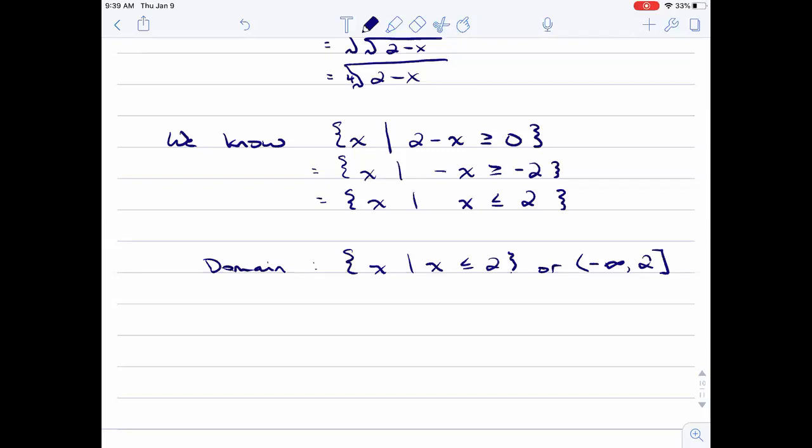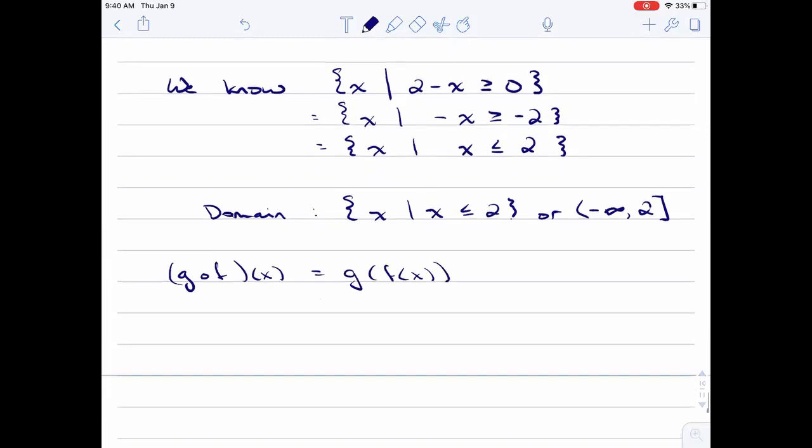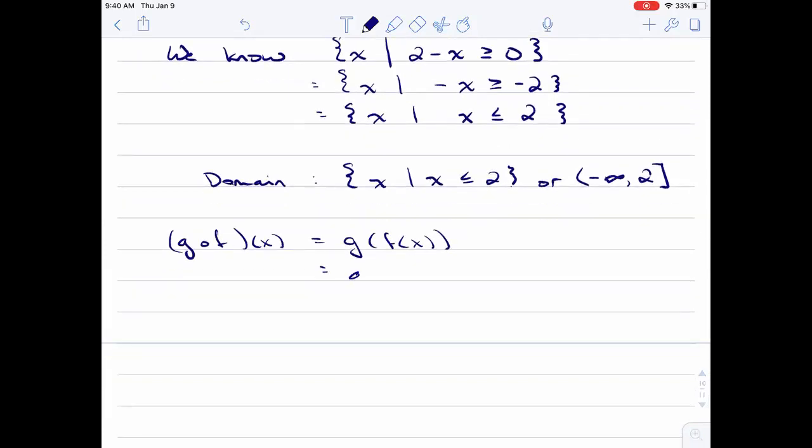How about g of f of x? g composed with f of x is g of f of x. So now I'm plugging f of x, which is the root of x, into g. So g of the square root of x. Now, wherever I see an x in g, I'm going to replace it with the square root of x. And so now I've got the square root of 2 minus the root of x.